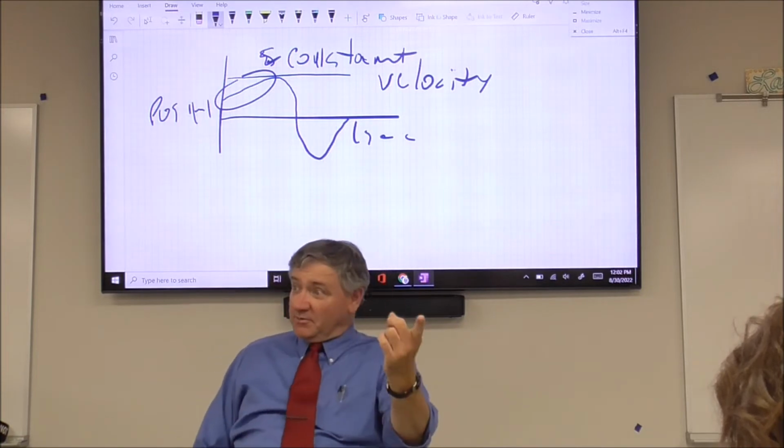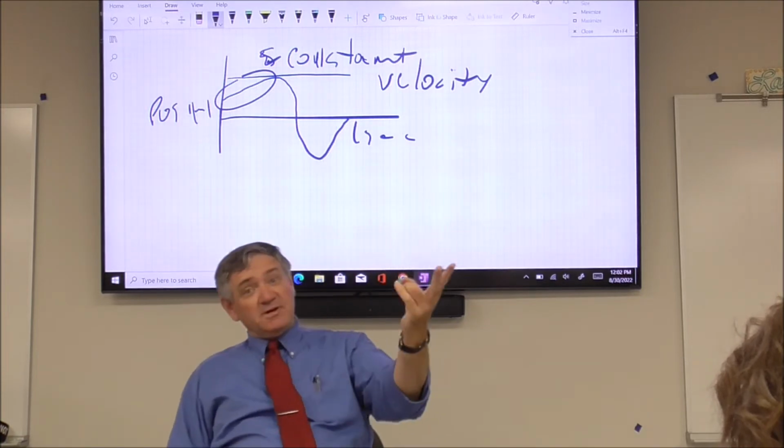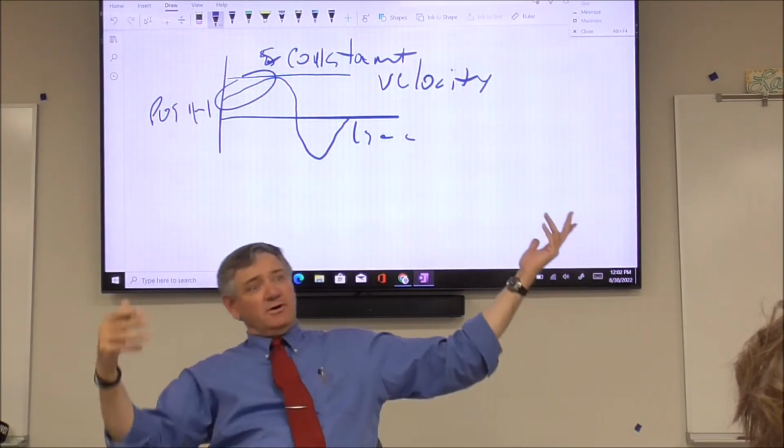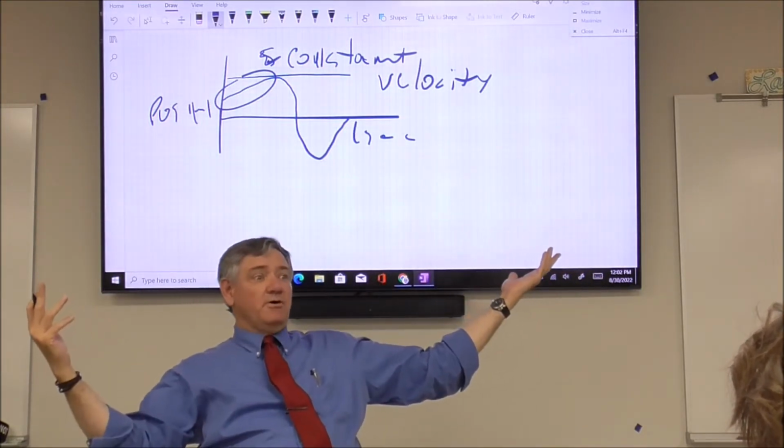I decide, do I want it to accelerate? Do I want it to move at a constant velocity? If it's accelerating, do I want it to slow down? Do I want it to speed up? That's all I can do.